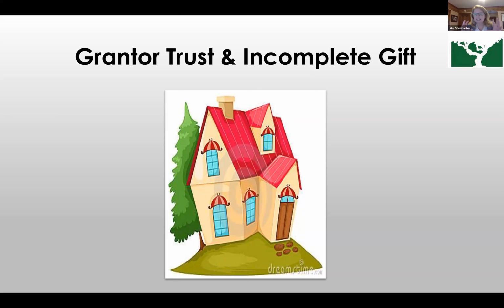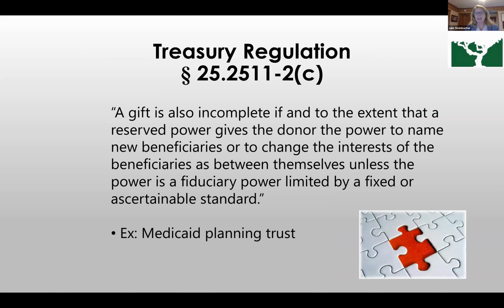We're going to use the type of trust that we use for houses all the time. So it's an irrevocable trust. It's a grantor trust and an incomplete gift. If we look in the Treasury regulations, it says a gift is incomplete to the extent that a reserved power gives the donor the power to name new beneficiaries or change the interest of the beneficiaries as between themselves, unless the power is a fiduciary power limited or fixed by an ascertainable standard.